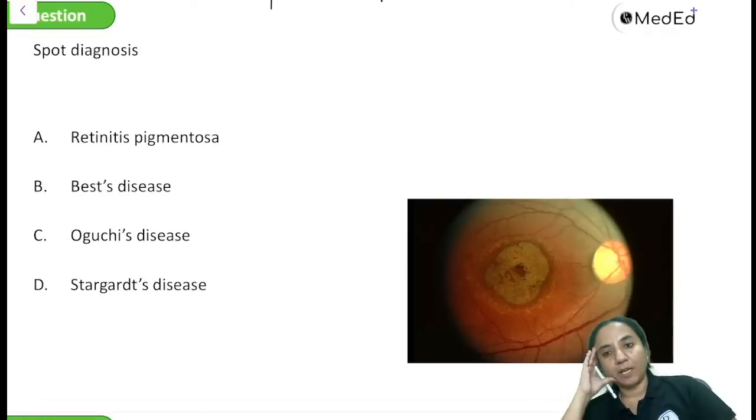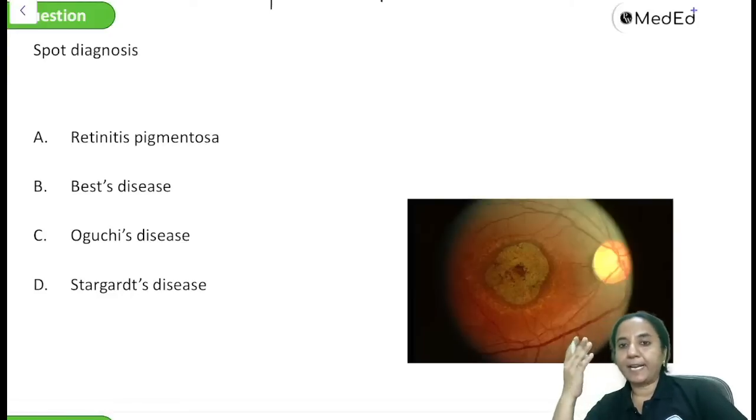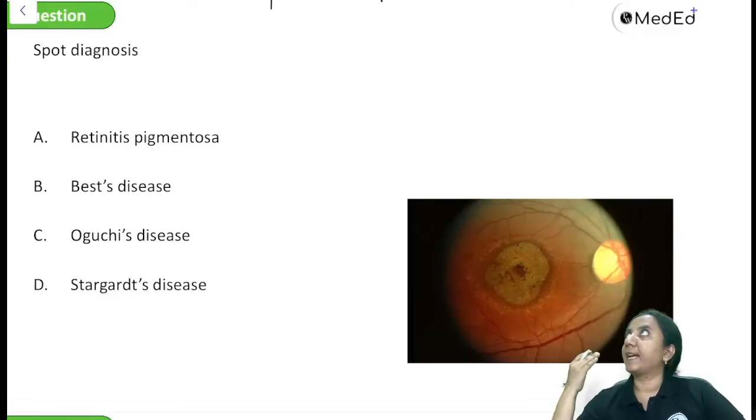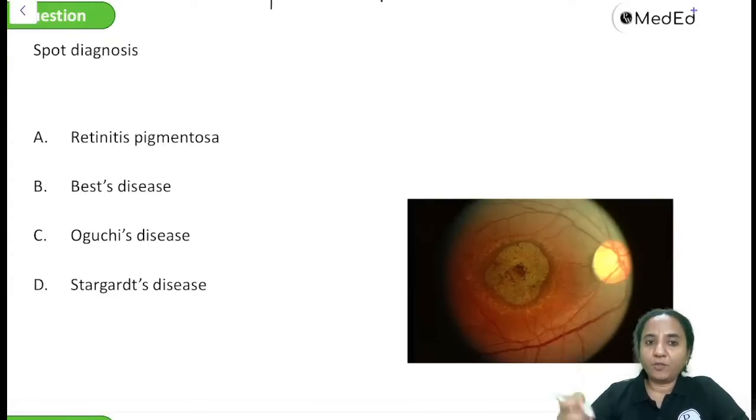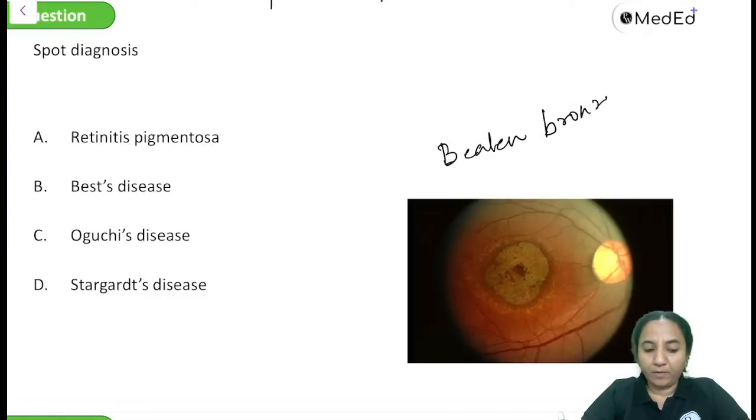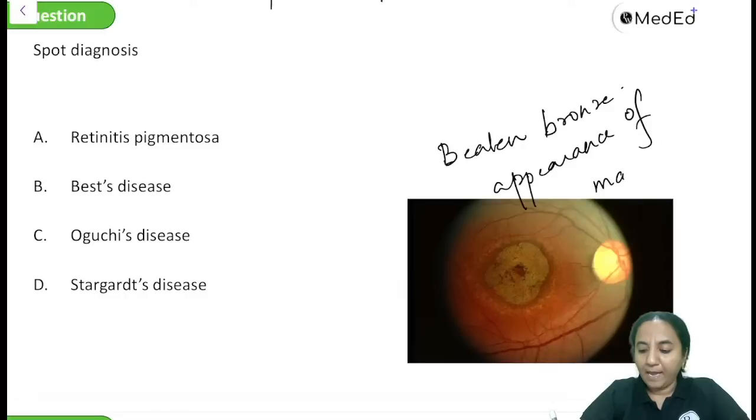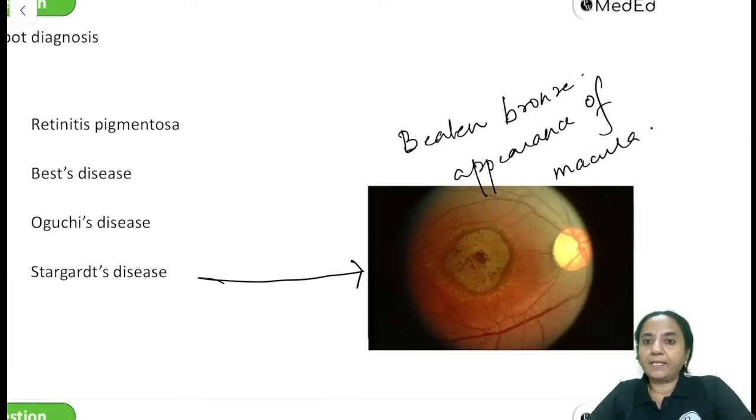What is this picture? You get to see this kind of a shiny blackish patch at the macula. This is called the beaten bronze appearance of the macula, and this is typically what we get to see in case of Stargardt's disease.